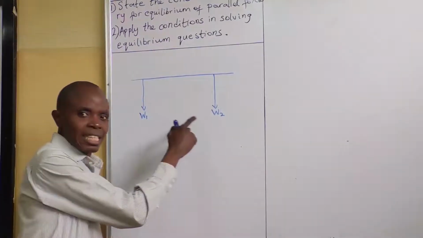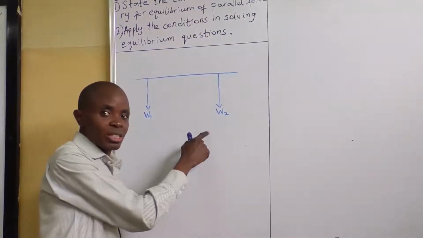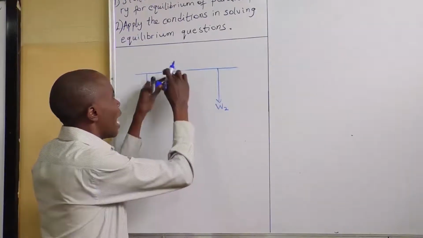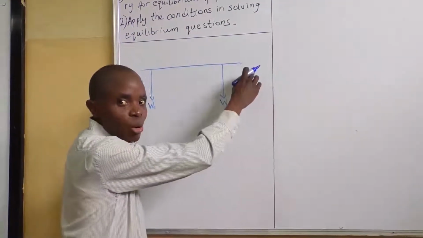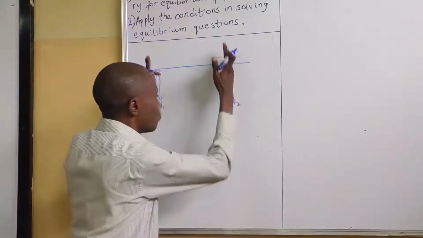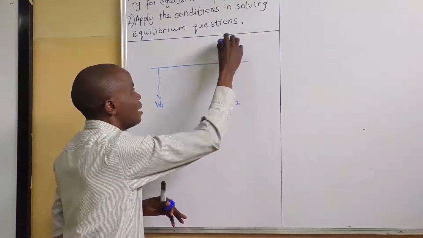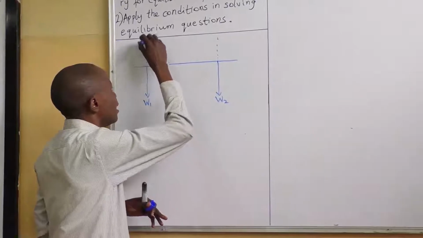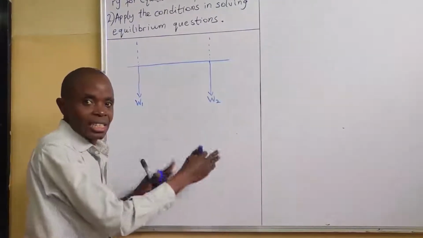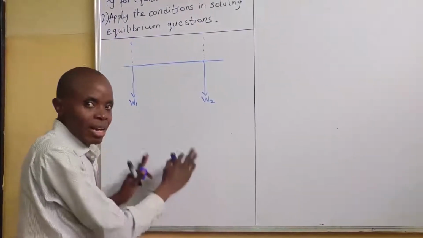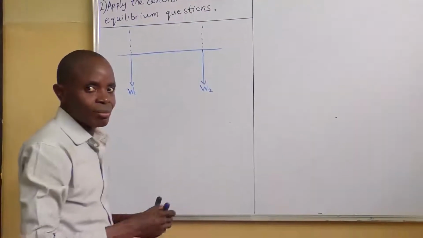The weights exerted by the two persons are forces, and they are acting on the same plane, meaning they are coplanar and they are parallel. Their lines of action will never meet. Even if I extend this arrow upwards here, it still will not meet. So that's essentially what parallel coplanar forces are.